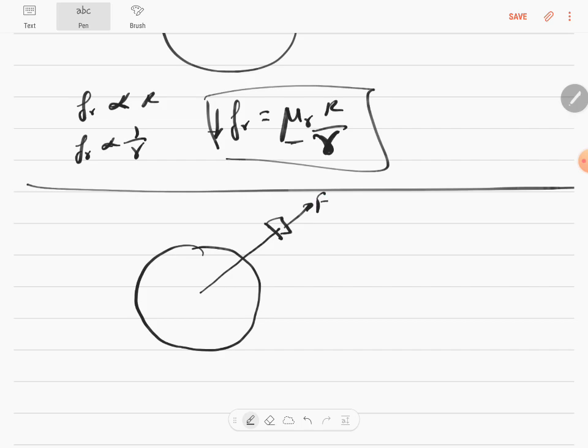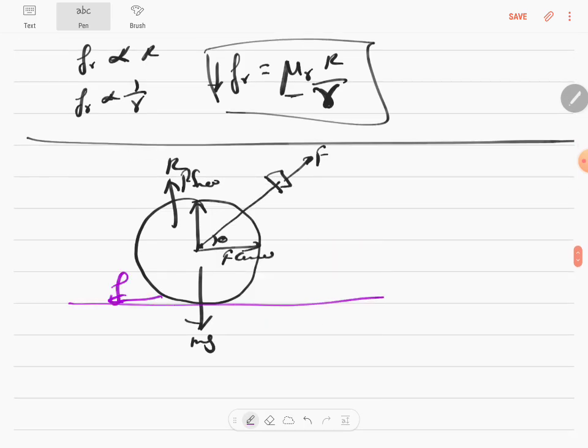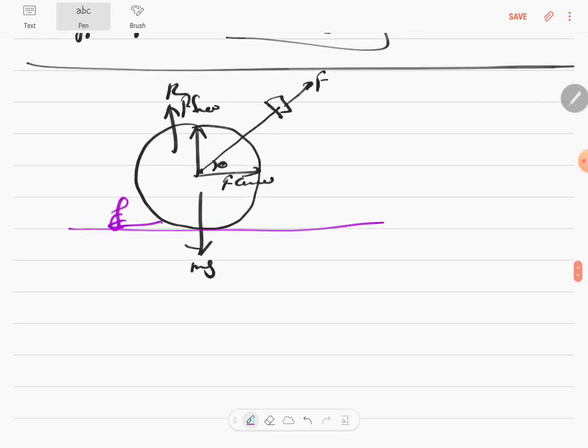I know then that the force gets divided into two components. This is theta, so this is F cos theta, and there will be an F sin theta component. You also know mg is going to act down, and the normal reaction is going to act up. If it's rolling on the floor like this, the frictional force is going to be in this direction, because you're rolling rightward, so the friction will be leftward. So let's resolve the vectors.